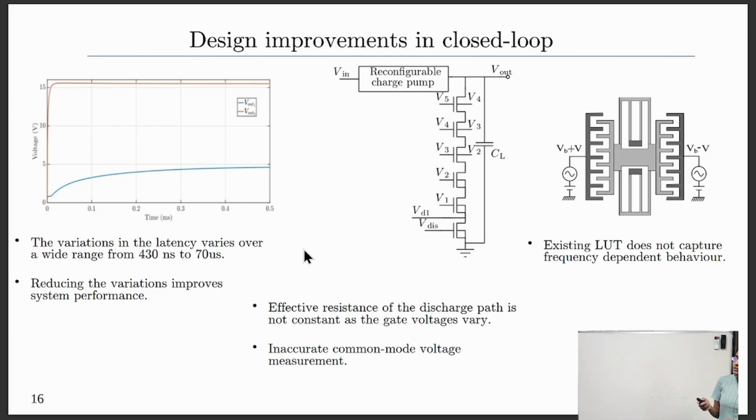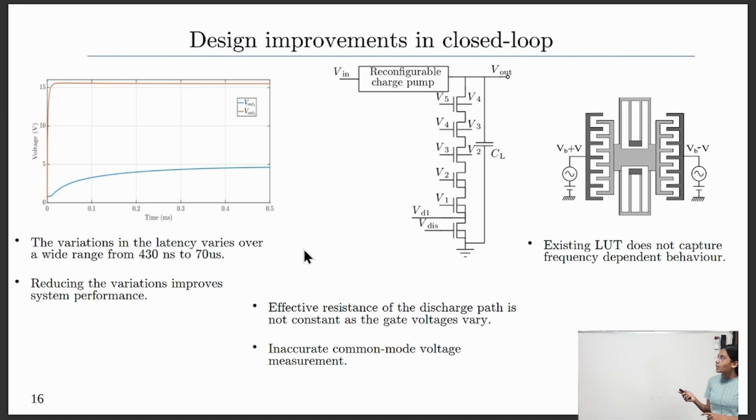We saw the simulated results of the output voltage of the charge pump. We can see that latency varies over a wide range. In the simulated results, at lowest efficiency the latency was around 430 nanoseconds, and at highest it was 70 microseconds. It is necessary to reduce this variation because it will lead to inaccurate common mode voltage measurement. The output at highest efficiency will settle faster than the output voltage of the charge pump at lower efficiency, which will lead to inaccurate common mode measurement.